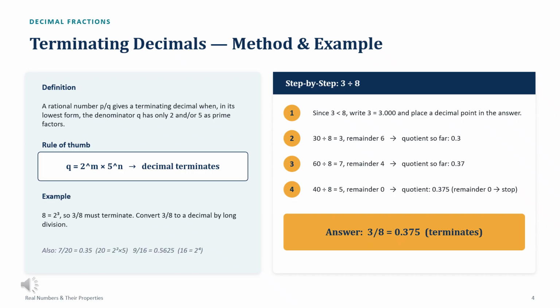Watch the long division. Since 3 is less than 8, we write 3 as 3.000. 30 divided by 8 is 3, remainder 6, giving us 0.3 so far. 60 divided by 8 is 7, remainder 4, giving us 0.37, and 40 divided by 8 is 5, with remainder 0, so we stop. The answer is 3 over 8 equals 0.375.